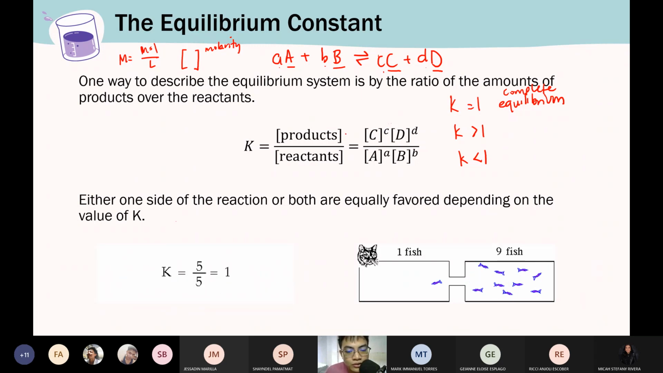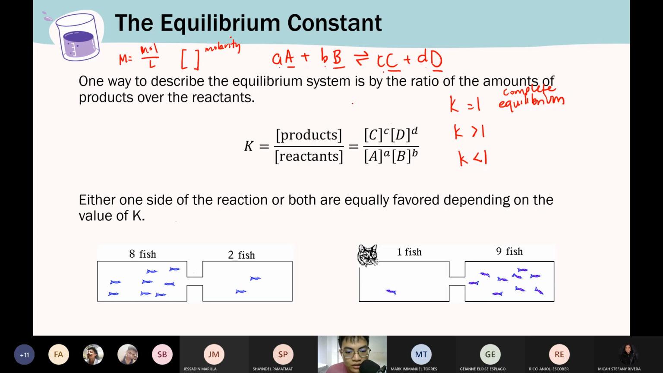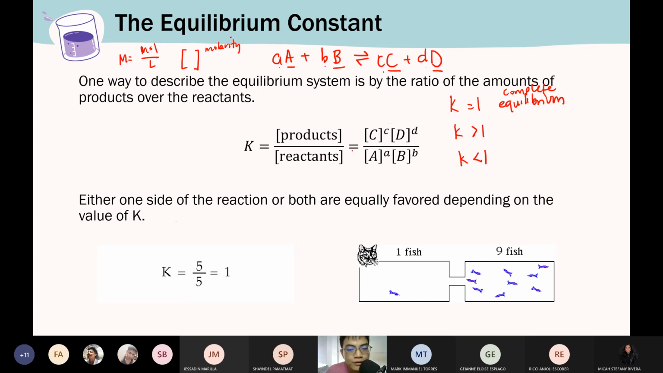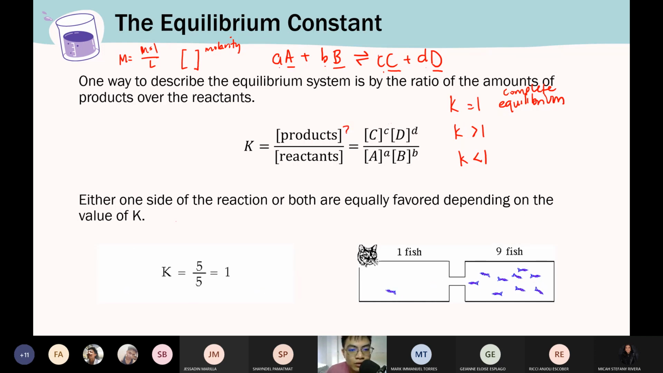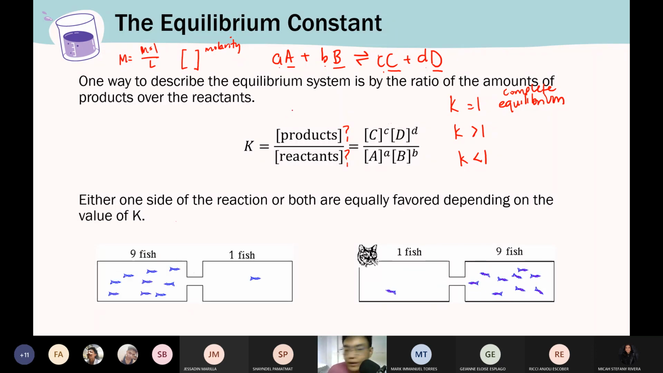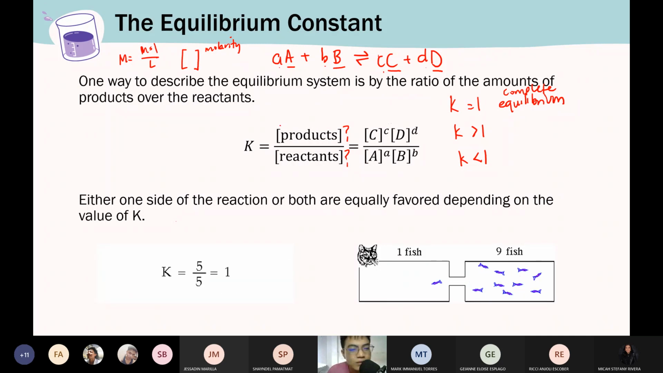So, where is the reaction going? Wala na. So, it is balanced na kasi. So, there is no direction for the reaction. Okay? However, if your K is greater than 1, which do you think has the greater quantity? Kapag greater than 1 yung K, sino yung mas marami? Is it the product or the reactant? What do you think? Kapag K is greater than 1, sino mas marami? The product or reactant?